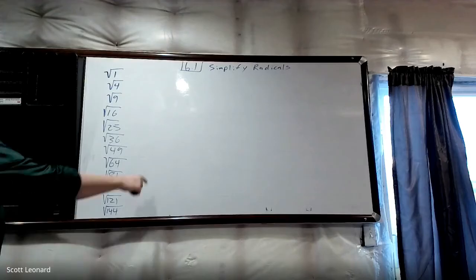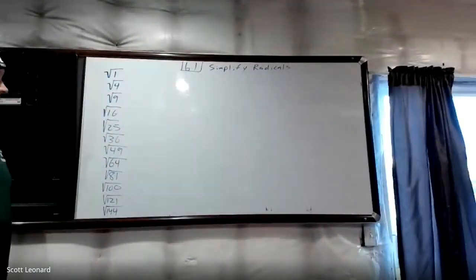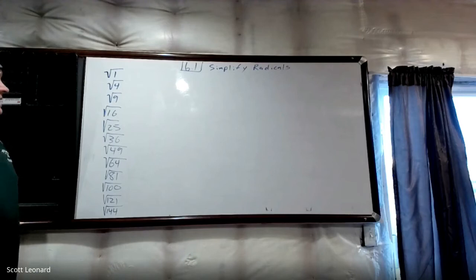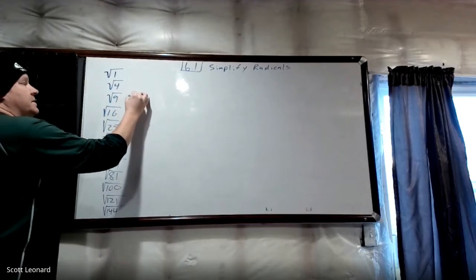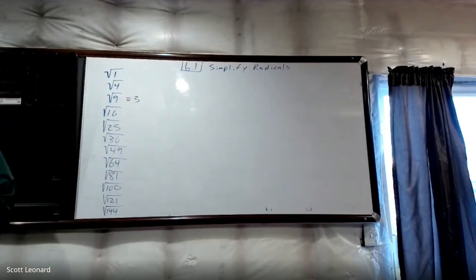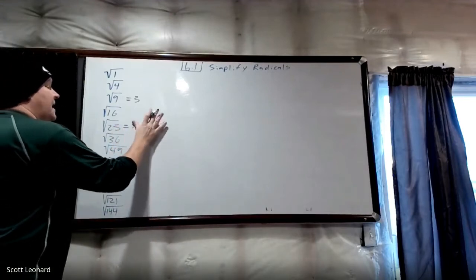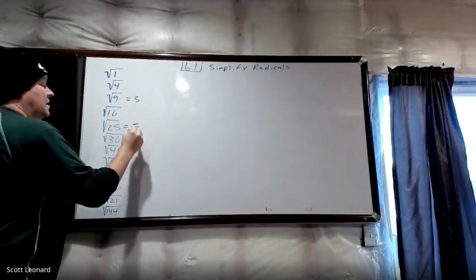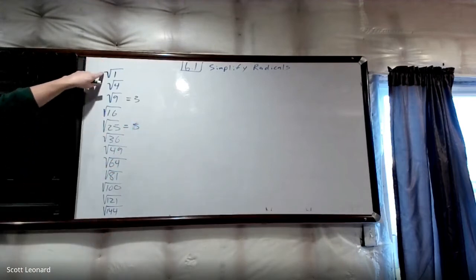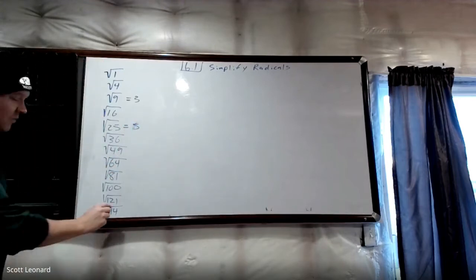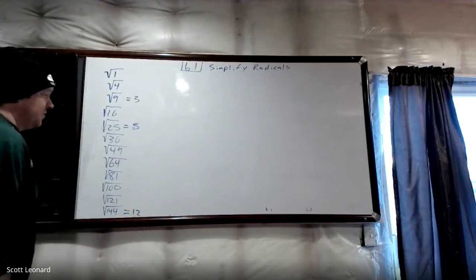All right, so what we have up here is our list of perfect squares. These are the square roots that, when I take them, I will not get a decimal. Square root of 9 is 3. Square root of 25 is 5. This is our list of every one, and it goes down to square root of 144 is 12.